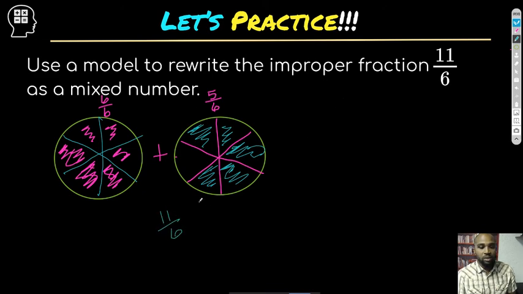And we're being asked to change this into a mixed number. Well, I already have 1 here, right? This whole thing is just one whole thing. And this is 5/6. So this is going to be 1 and 5/6. Easy enough, right?